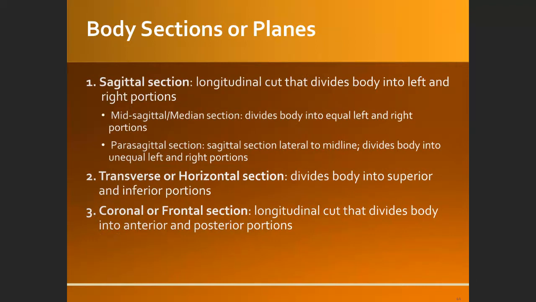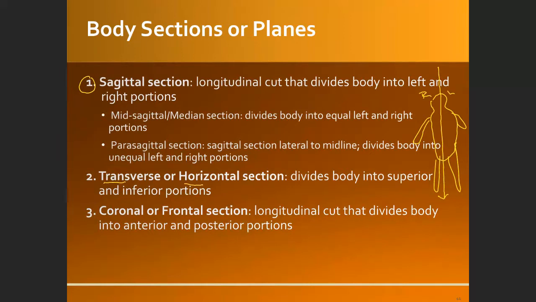On sections or planes, when we divide the body, we can divide it into left side, right side, front side, back side, or top side, bottom side. Based on this, we have three main planes or sections. The first one is the sagittal section, the plane that divides the body into left and right. If this is the human body, then the sagittal plane will be like this, dividing the body into right and left side.